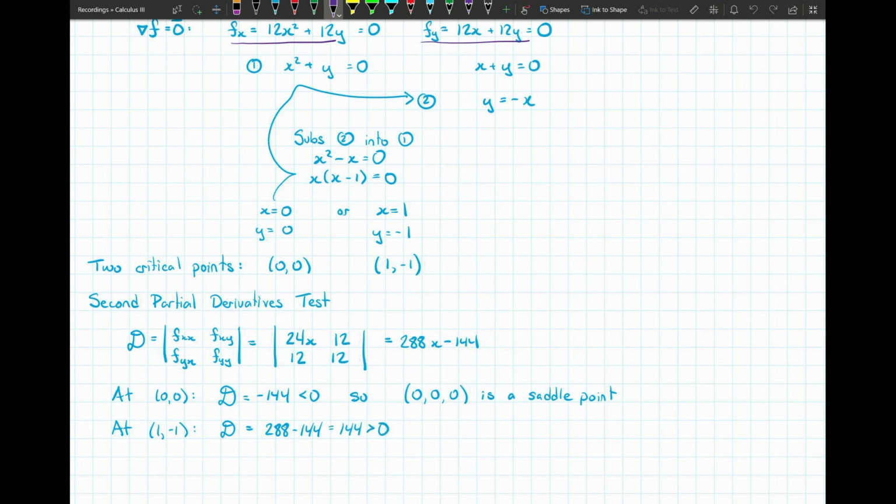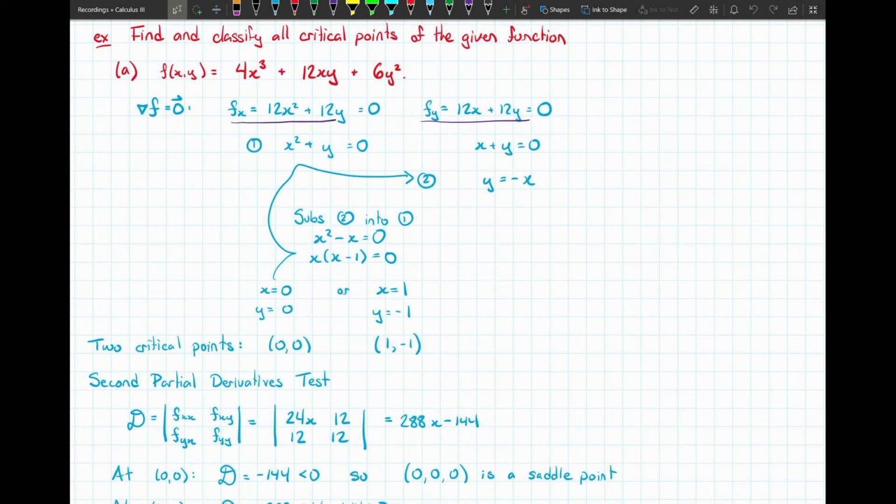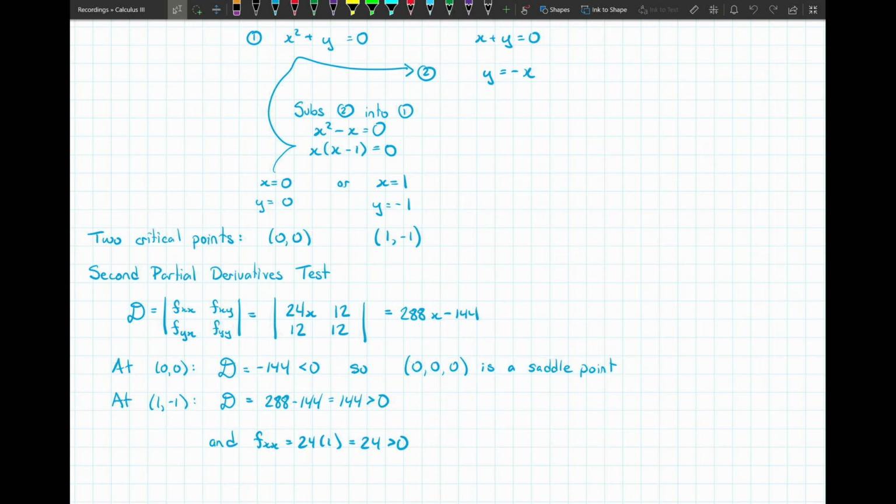Now that's positive, so we haven't quite figured out exactly what kind of a critical point this is, but we know that we get a local minimum or a local maximum. We'll have to do the other part of this test and determine the value of fxx. Well, that's 24 times 1, that's 24. That's positive. So at the point (1, -1), what we essentially have is a shape similar to an elliptic paraboloid opening upward. And this is the minimum value of it. So if we plug (1, -1) back into our function, and we evaluate the function, we end up with a value of negative 2. And that must be a local minimum value.